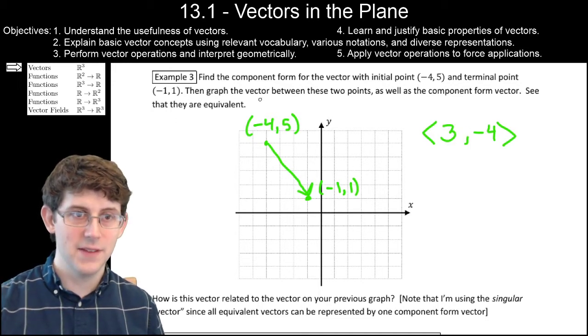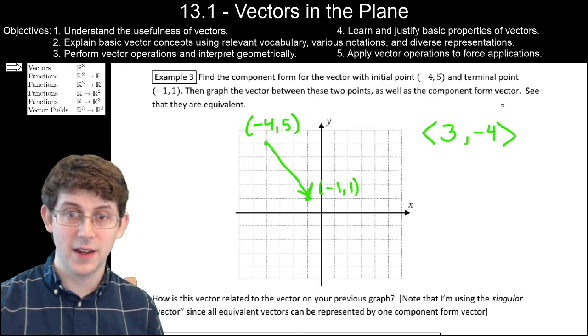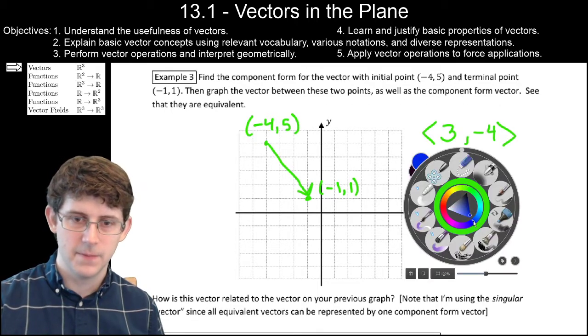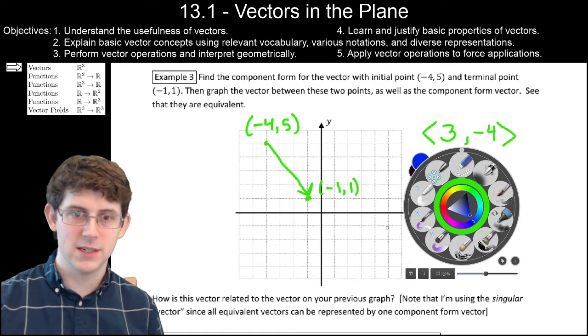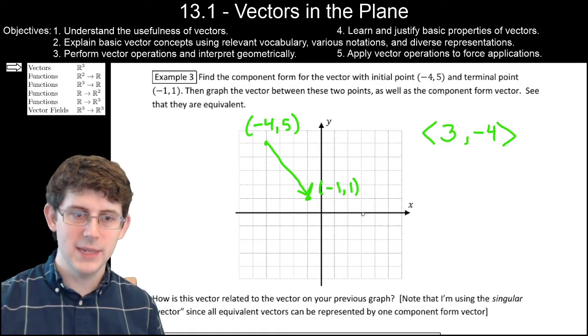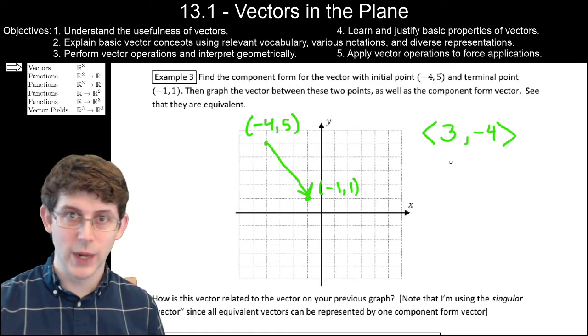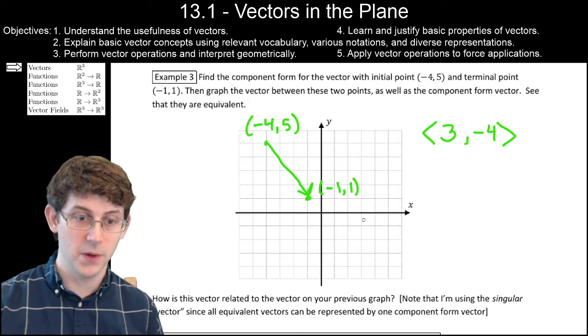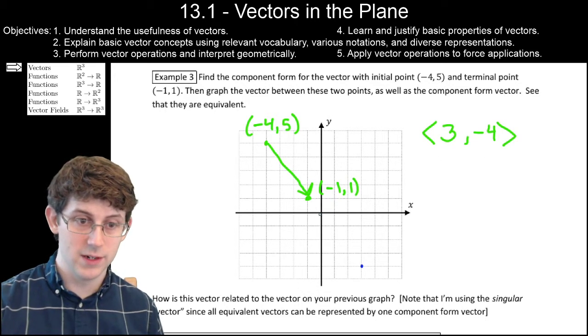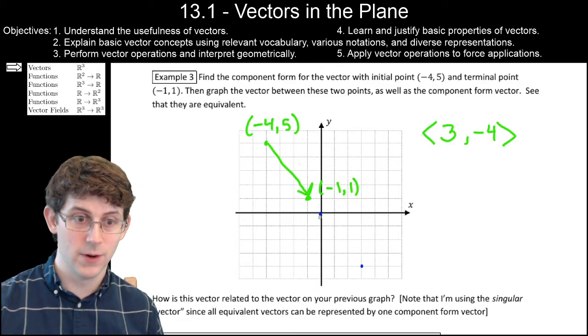Then it says graph the vector between the 2 points and graph the component form vector. This wheel, when this comes up, is just me changing colors. What that means is there's a standard way to graph the vector 3, minus 4, and that is to start at the origin and go over 3, down 4.